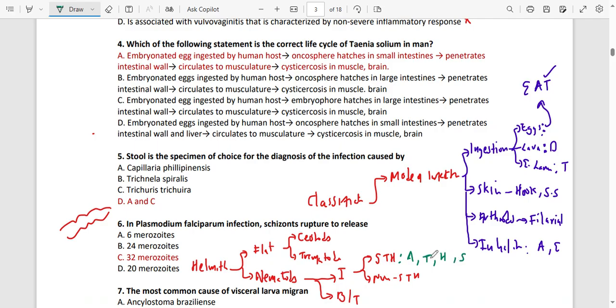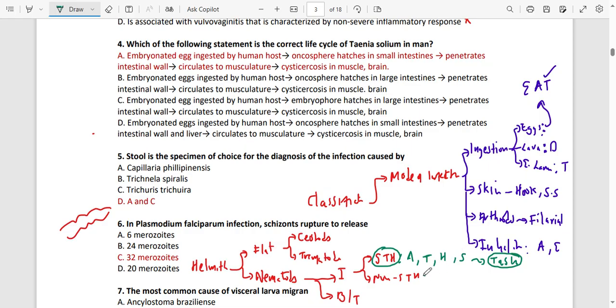I want to use a mnemonic, something like STH, since it is a bit similar, right? STH. And here is also STH, just that there's also an A: Ancylostoma, Ascaris, and then Trichuris, and then you have the hookworms, and then you have the Strongyloides.